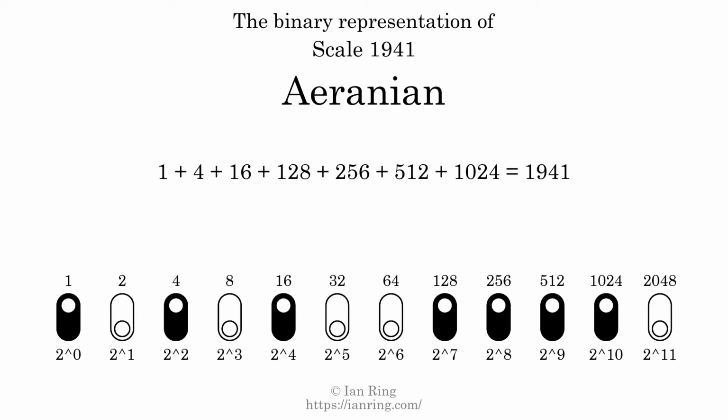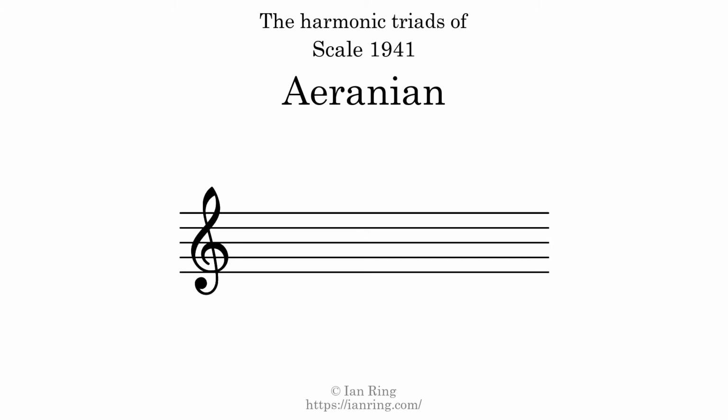The scale number not only enumerates the scale with a unique index, but it also literally describes the tonal content of the scale. Represented as a binary number in base 2, the scale number is 0111100100101. Here are the harmonic triads present in this scale.